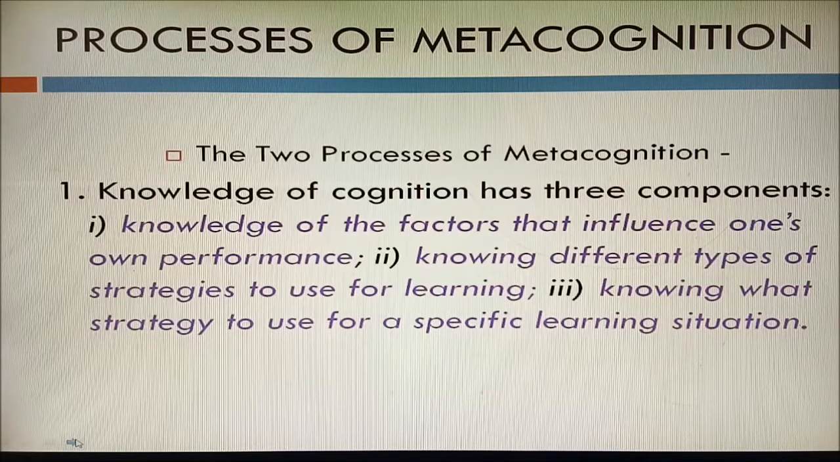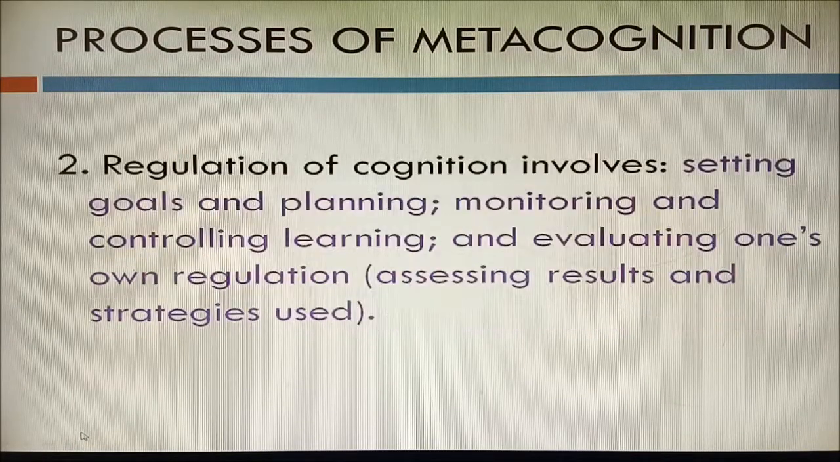Metacognition has two processes. One is knowledge of cognition, which has three components. One, knowledge of the factors that influence one's own performance. Two, knowledge of different types of strategies to use for learning. Three, knowing what strategy to use for a specific learning situation. The second is regulation of cognition, which involves setting goals and planning, monitoring and controlling learning, and evaluating one's own regulation, which is assessing results and strategy use.